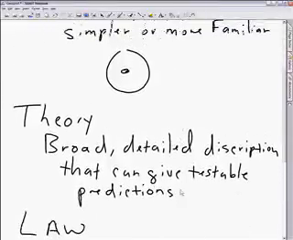Now, a theory is a broad, detailed description that can give testable predictions. One example of this is the theory of general relativity. It gives a detailed description of how things work, and also gives these testable predictions, so that this theory can be tested again and again.